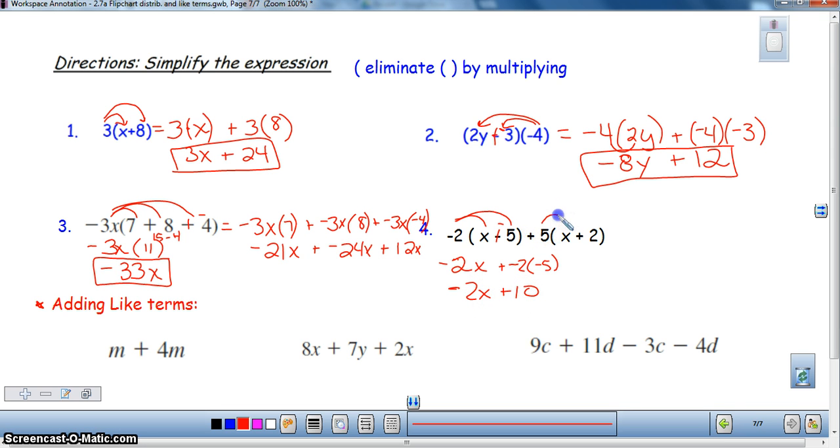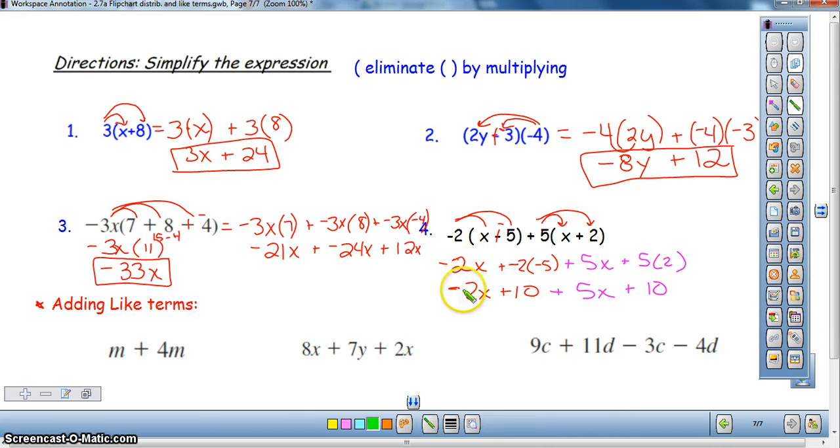We need to continue distributing with our last parenthesis. As we do that in the last parenthesis, I'm going to have 5 times x plus the 5 times 2. It gives us 5x plus 10. What are our like terms? Now, the last time we worked with like terms, we talked about highlighting. So we could highlight negative 2x and 5x as our like terms, and the 10 and 10. The constants are our like terms.